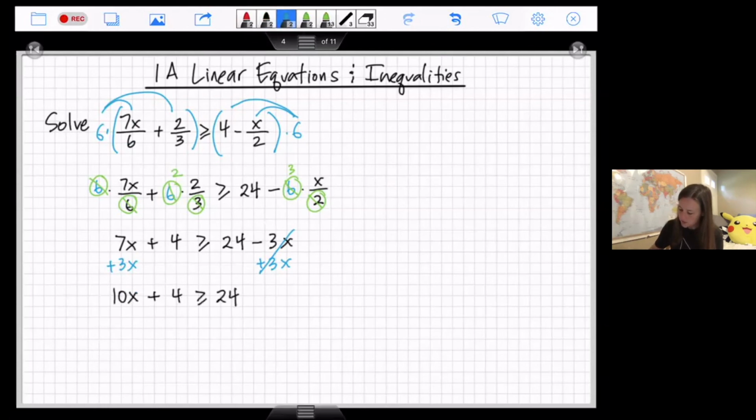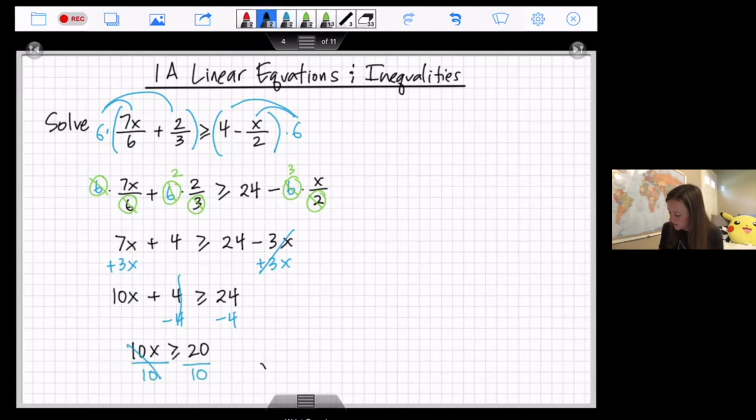Then I can subtract 4 from both sides, and I get 10x greater than or equal to 20. Divide both sides by 10. Since that's a positive number, I don't need to flip the inequality. I'm just going to end up with x on the left greater than or equal to 2. So again, perfectly good answer. I'm just going to show you how to write that one in interval notation as well.